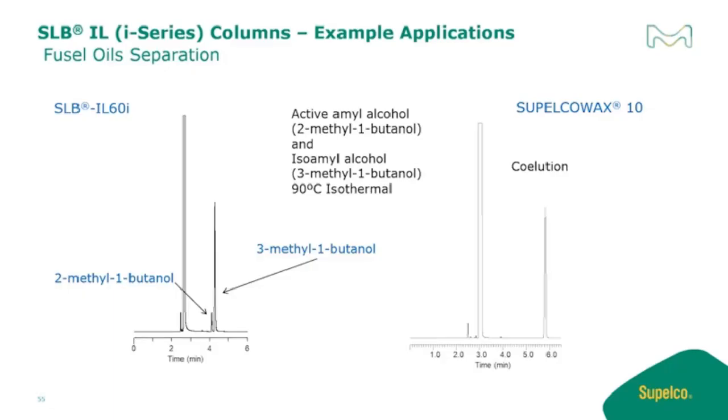And here are some examples, again comparing to a wax column. It shows both the differences in selectivity and the relative inertness of the 60I versus the wax column. This is a separation of some fusel oils, active amyl alcohol and isoamyl alcohol, typically two markers in the fermentation process. You can see very good resolution of these two components on the SLB-IL60, very good peak shape, in comparison to the wax columns where they co-elute. In fact, you'd have to use two different columns to get separation of these compounds on the wax column, whereas the unique selectivity of the SLB-IL60I allows us to do it on a single 30-meter column.